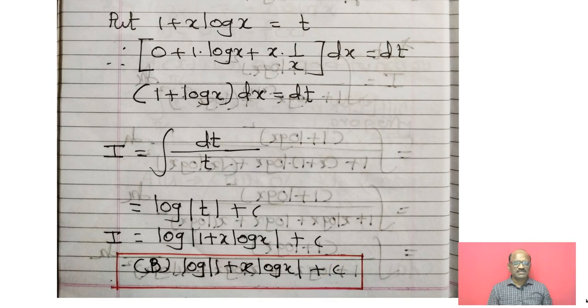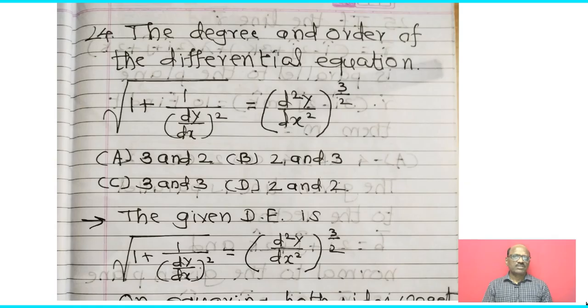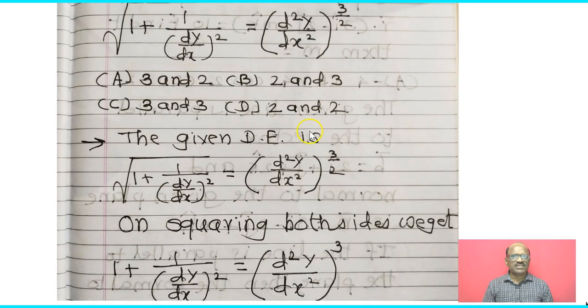Now next, question number 24: find the degree and the order of the differential equation, that is, root of 1 plus 1 upon (dy by dx) whole square is equal to (d2y by dx square) raised to 3 by 2. Then what is the degree and the order of this differential equation? The given differential equation is root of 1 plus 1 upon (dy by dx) whole square is equal to (d2y by dx square) raised to 3 by 2.